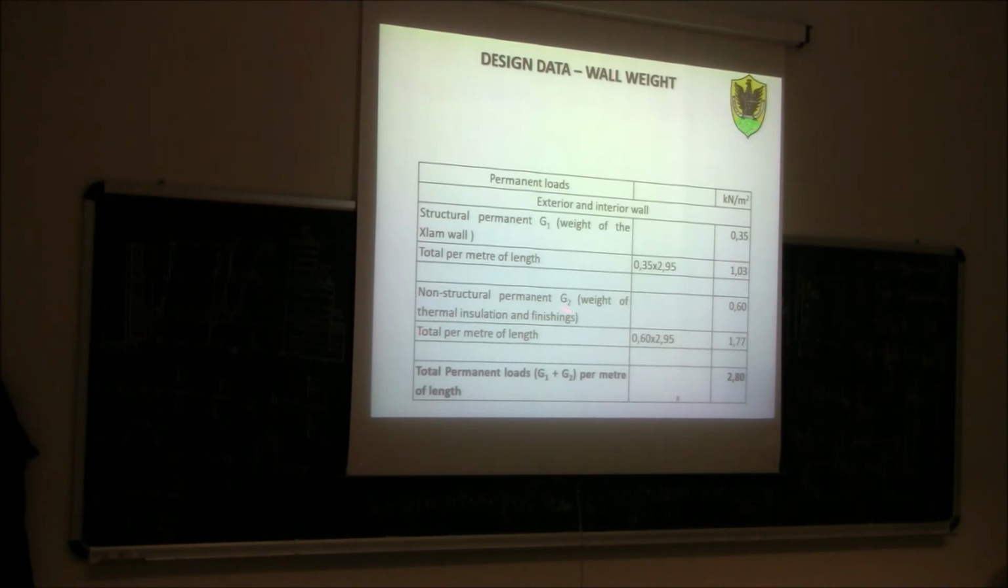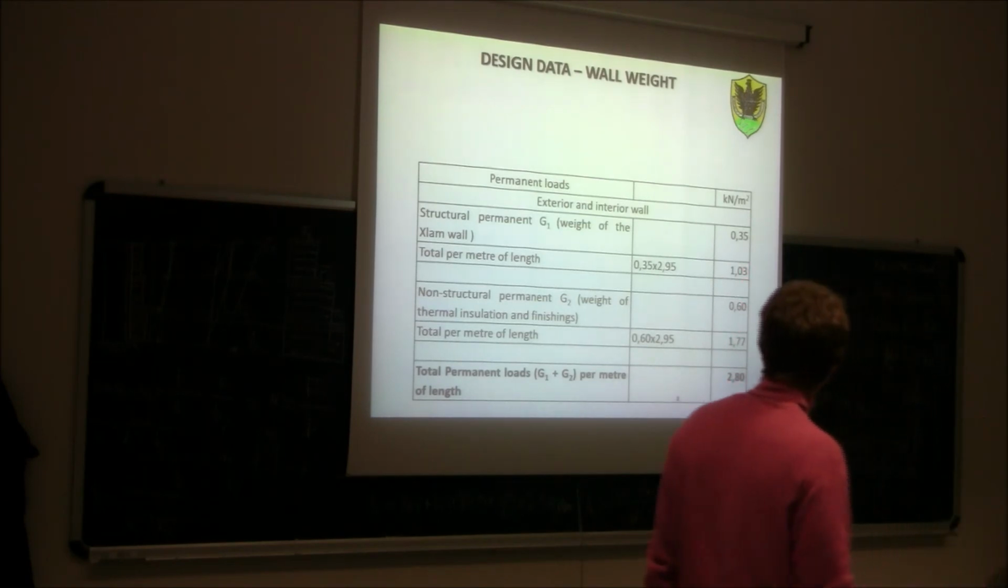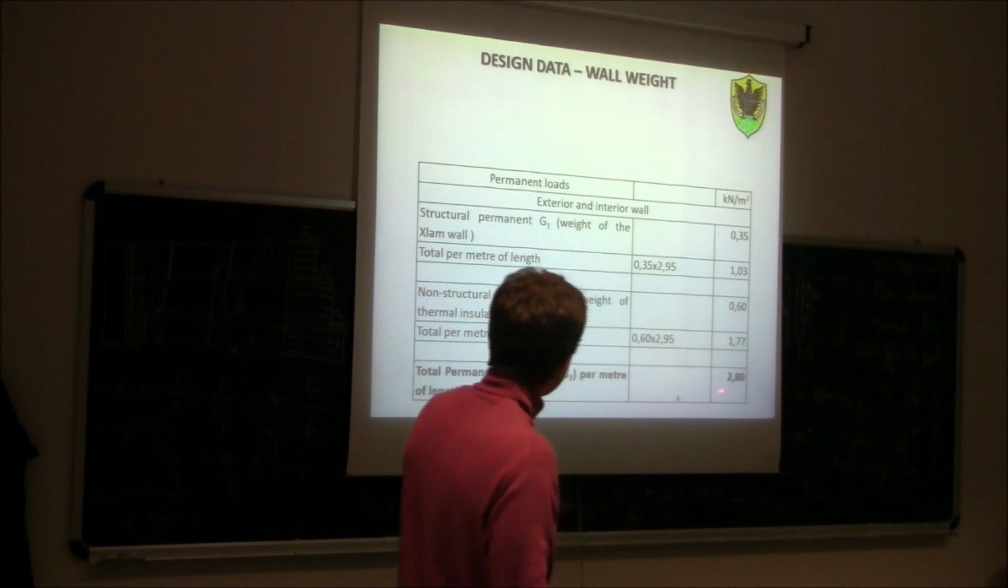Then I have the non-structural permanent load, which is the weight of the thermal insulation and finishings, 0.6 per square meter. Again, 0.6 times 2.95, 1.77 kN per meter of length. So the total permanent load per meter of length is 1.77 plus 1.03, 2.8 kN per meter.